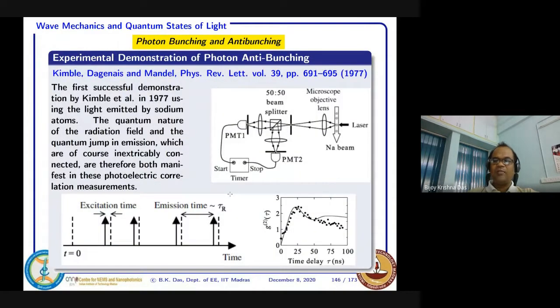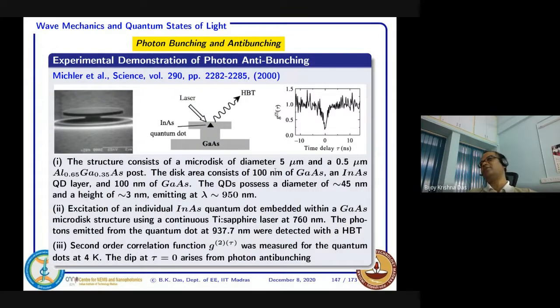This was actually with sodium atoms, and afterwards people tried to demonstrate anti-bunched photons in solid state, meaning some kind of color centers. People also used diamond crystals where a nitrogen vacancy is there, and tried to excite it. If it is in solid state, you can go for device application purposes.